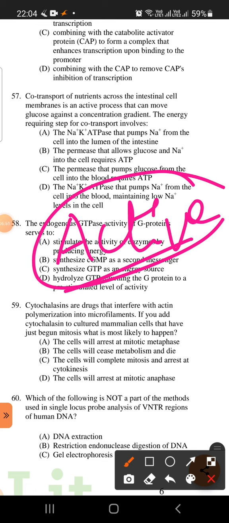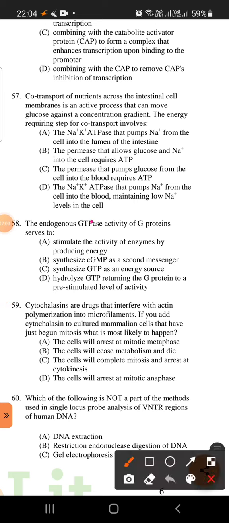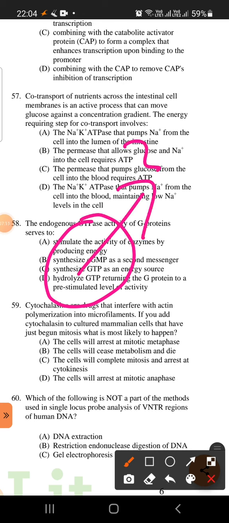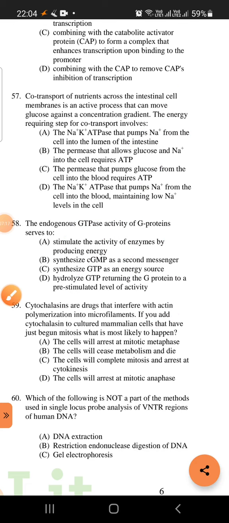So the energy requiring step for co-transport involves, the A option says, the sodium potassium ATPase that pumps sodium ion from the cell into the lumen of the intestine. No, this sodium potassium ATPase pumps sodium out from the cell, but does not pump into the lumen of the intestine. We all know about the sodium potassium ATPase pump. It pumps 3 sodium ions outside the cell and 2 potassium ions inside the cell. So the option that excludes sodium ion from the cell will be correct.